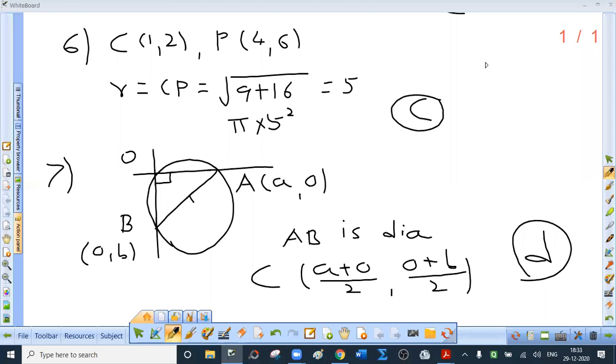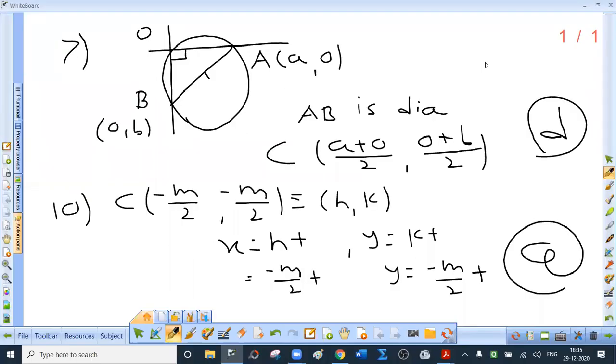Seventh, if a circle passes through the points origin, (A, 0) and (0, B), then the center is. See, the circle passes through the origin. So A and B are the intercepts. Angle inscribed in a semicircle is a right angle. As this is a right angle, AB must be the diameter. End points of the diameter are known. Center is the midpoint of the diameter. Use the midpoint formula. So the correct option is D.